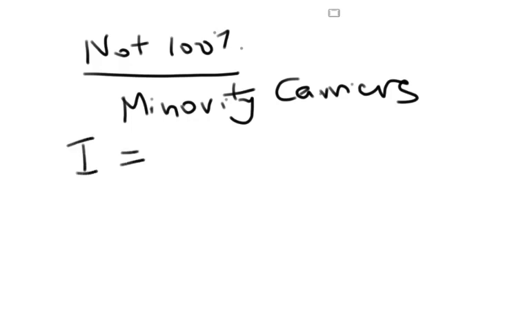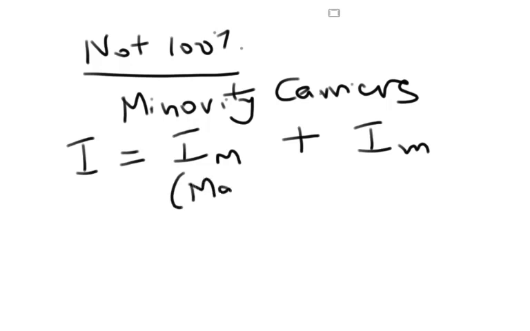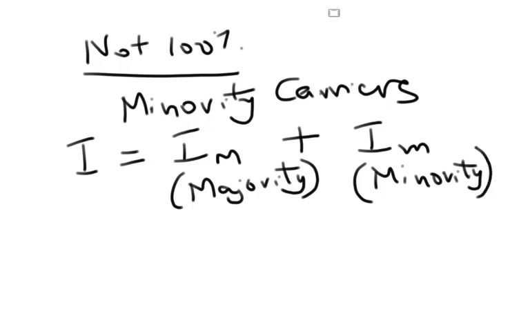Thus, total current I is equal to current carried by majority carriers plus current carried by minority carriers. So I stands for total current and I capital M is the majority carrier current and I small m is the minority carrier current. For a P-type material and N-type material, let us look at how to represent this with the equation.